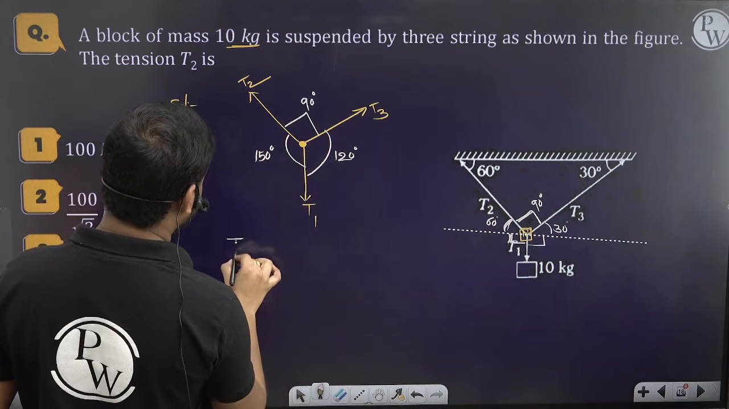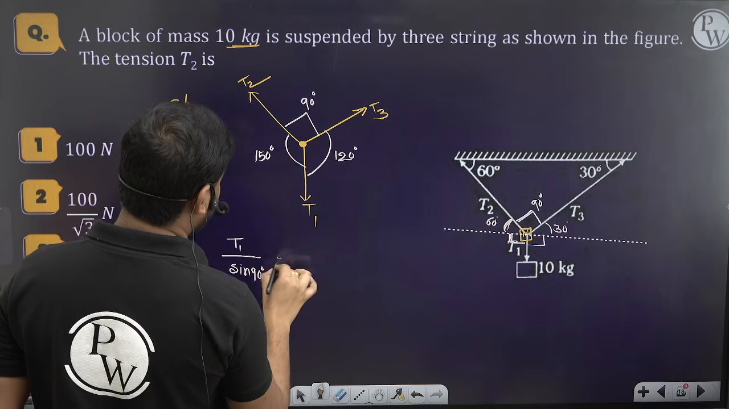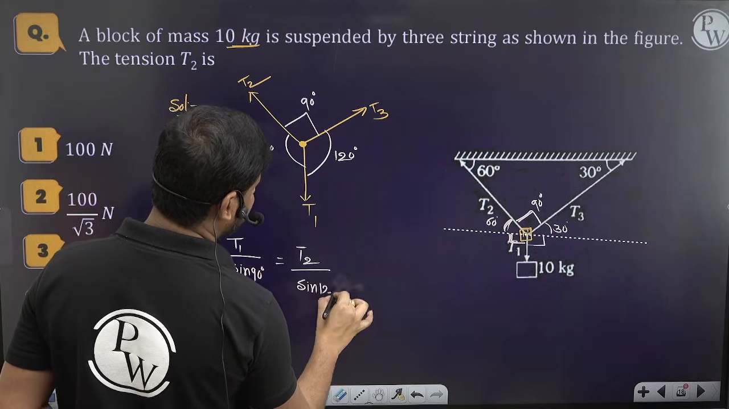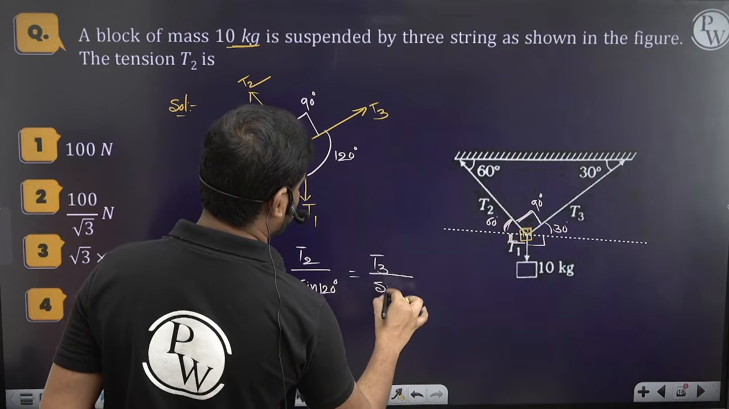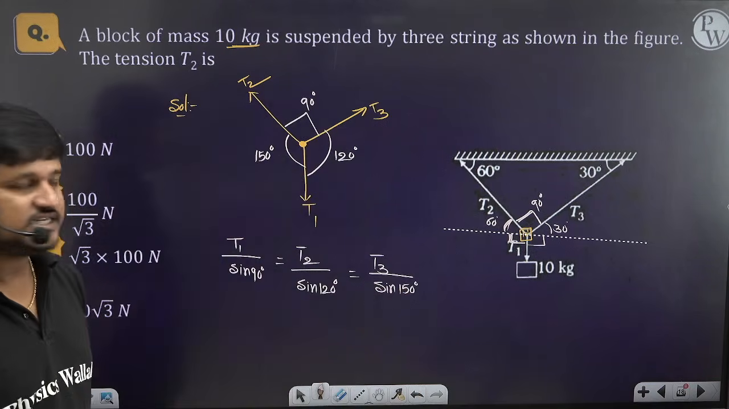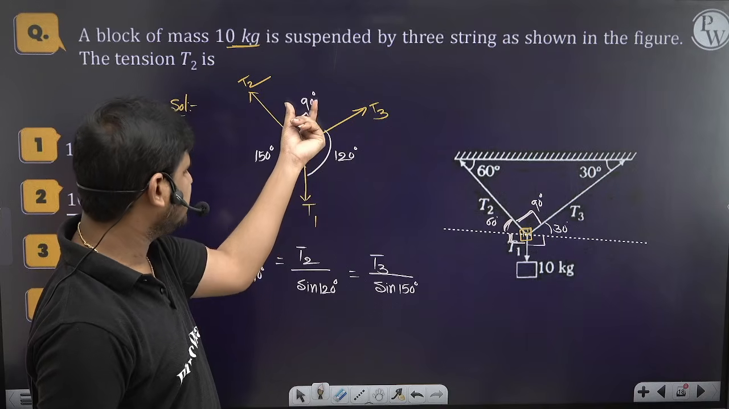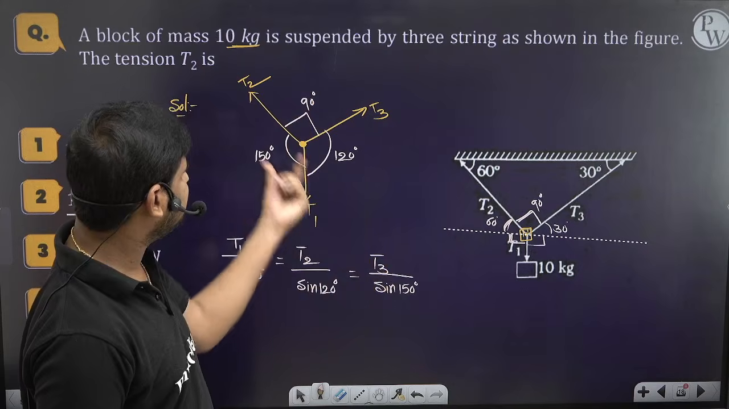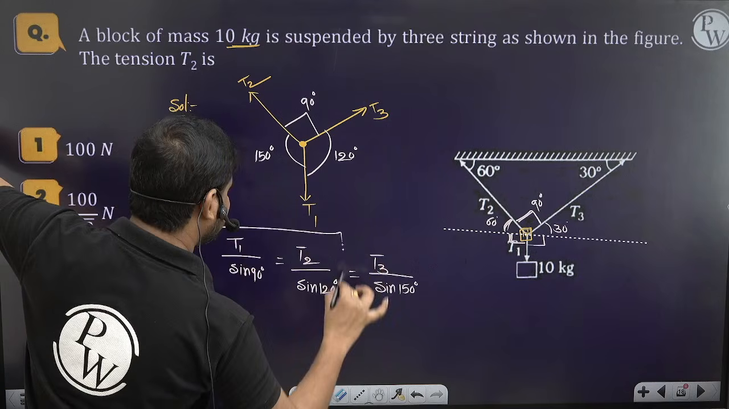Then what you can do, simply T1 by sine 90 is equal to T2 by sine 120 is equal to T3 by sine 150. That's it. So I am using Lami's theorem. Here you could see that they asked for T2, so just relate these two.